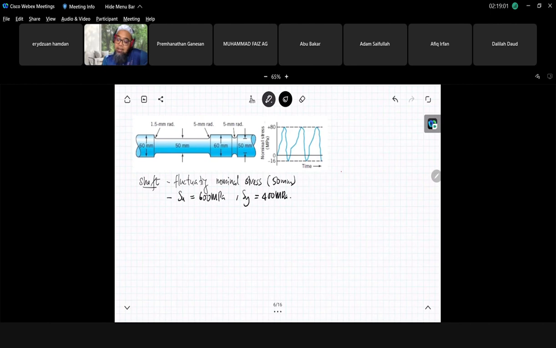This is nominal stress. Nominal stress could be bending, torsion, or axial. So we have three: axial, bending, and torque or torsion. Nominal means the normal value.